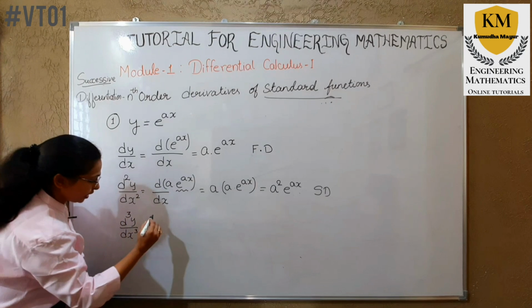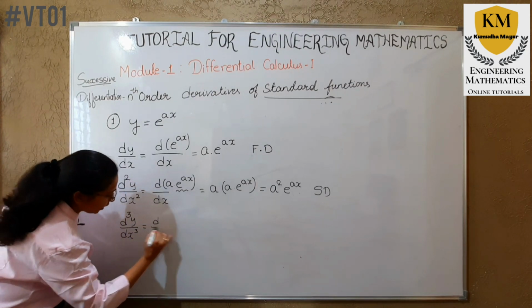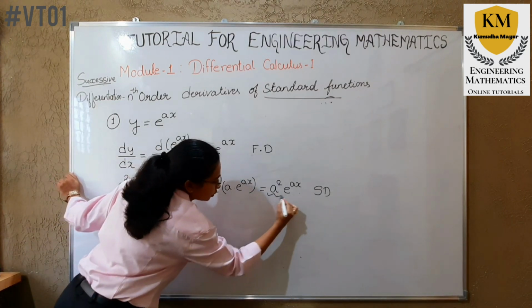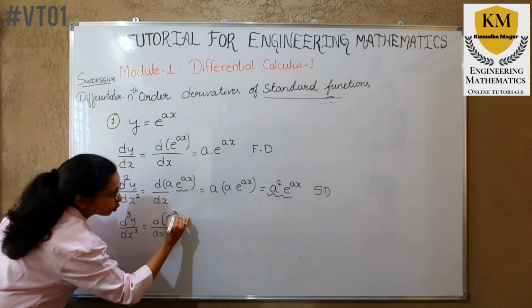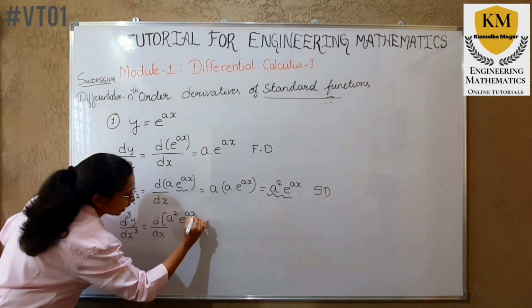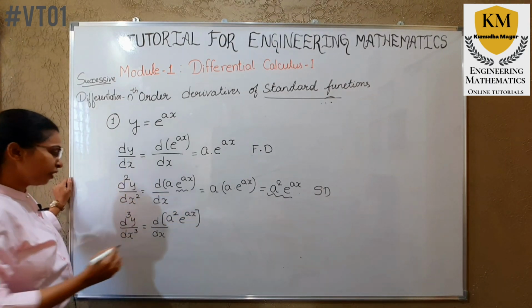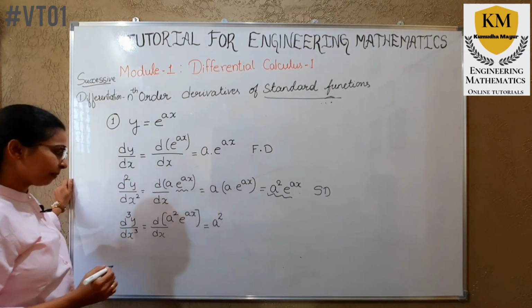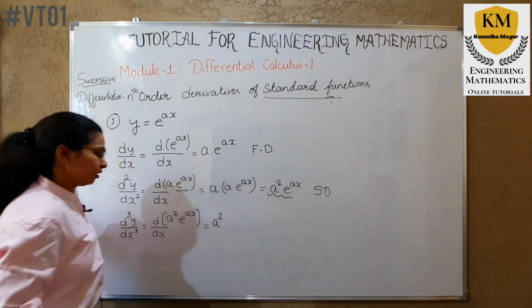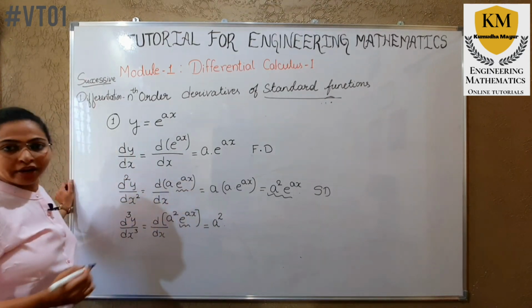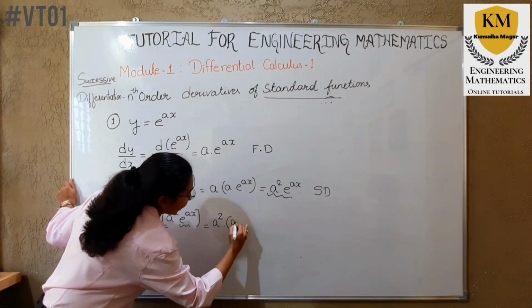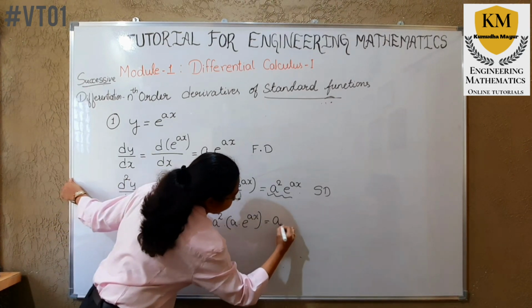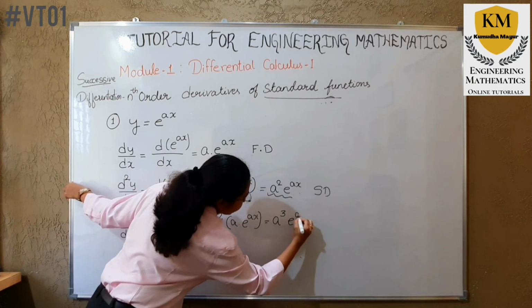So directly I will just take it out. d by dx of this part I need to differentiate again. a square e to the power ax. Got it? So this a square is a constant, I will write it as it is. Further, when you differentiate e to the power ax, you will get a into e to the power ax. At last you will get a cube e to the power ax.